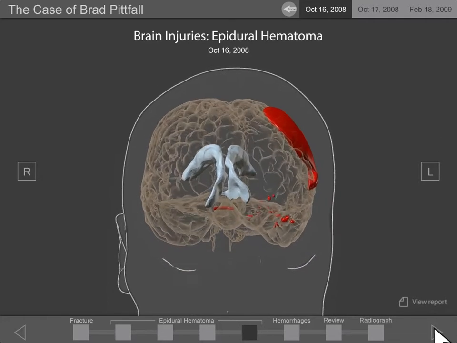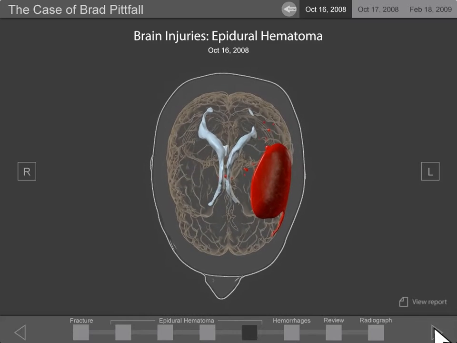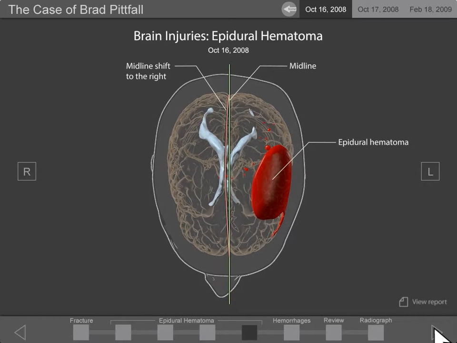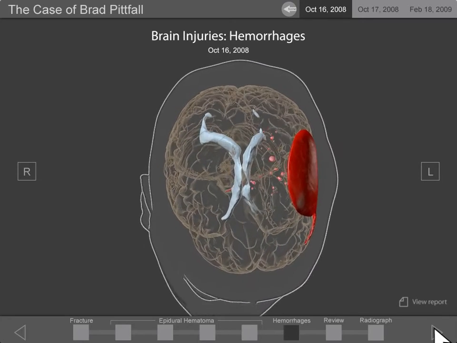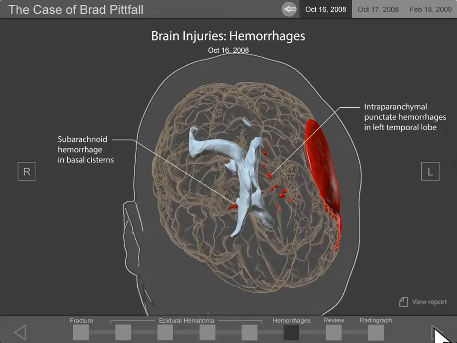Here is another view of the hematoma and ventricles, which similarly shows the midline shift to the right. In addition to the major hematoma on the surface of the brain, there are a number of smaller injuries within the brain. There are numerous punctate hemorrhages in the left temporal lobe, and there is also blood collected in the basal cisterns.